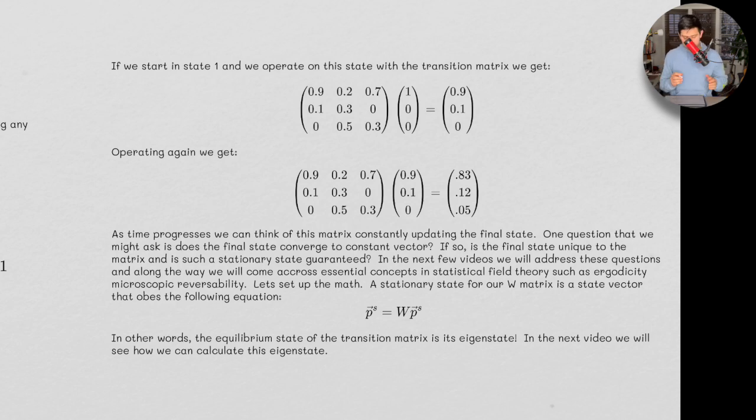So as time progresses, we can think of this matrix as constantly updating the previous state or the final state. So one question that we might ask then is, does this final state converge to a constant vector? And if so, is the final state unique to the matrix, and is such a stationary state guaranteed? So given some matrix, right? If you're bouncing between trajectories, and you have some matrix that's doing that bouncing, given all the entries in that matrix, can we determine what the stationary state of that matrix is?